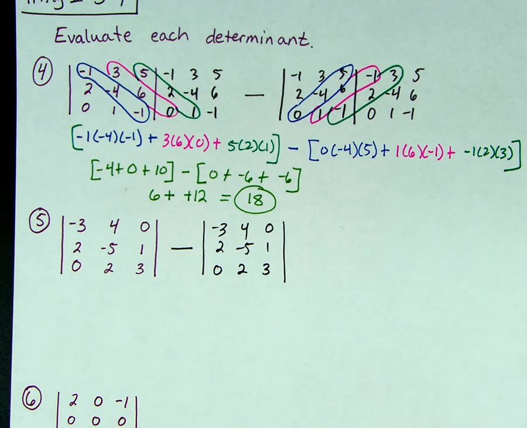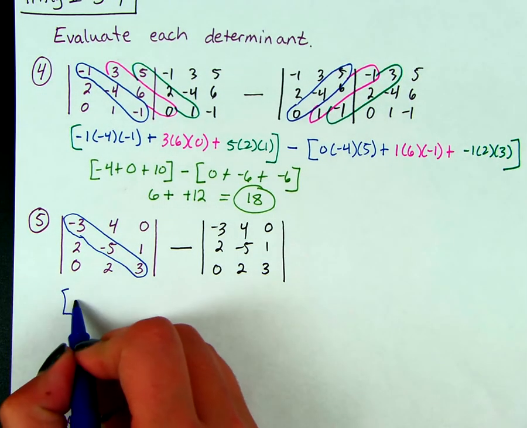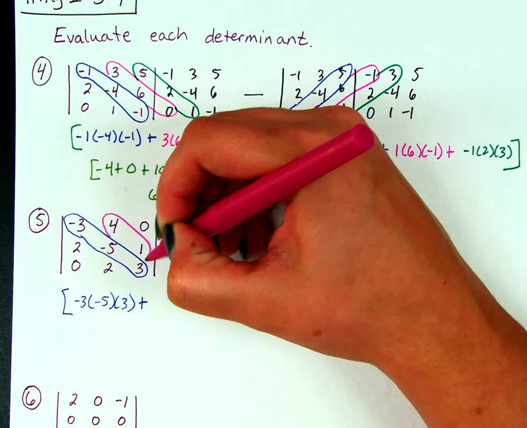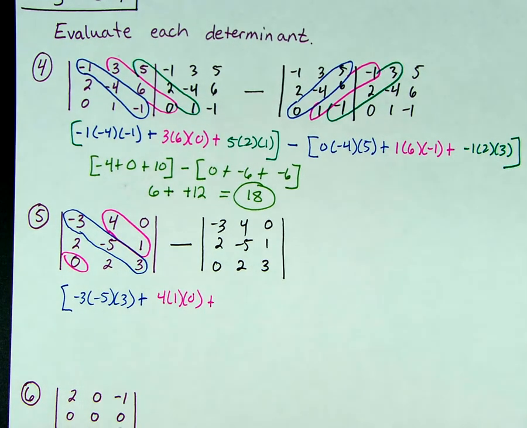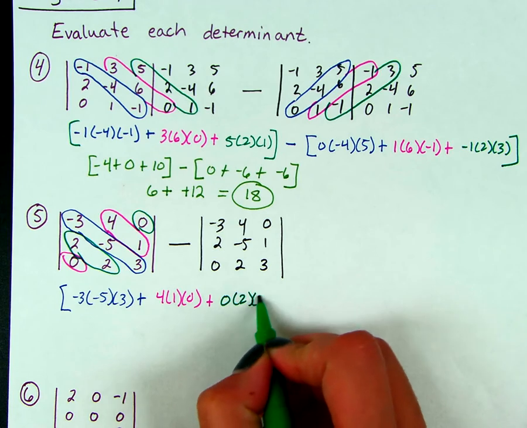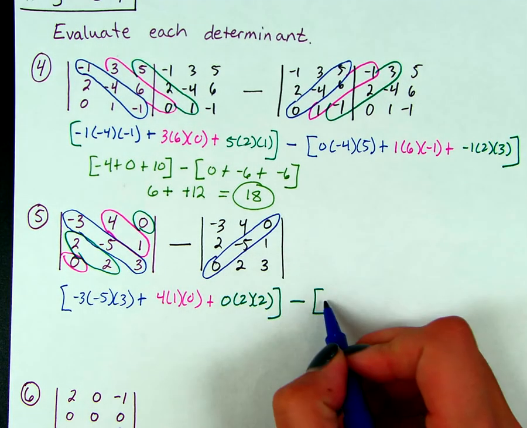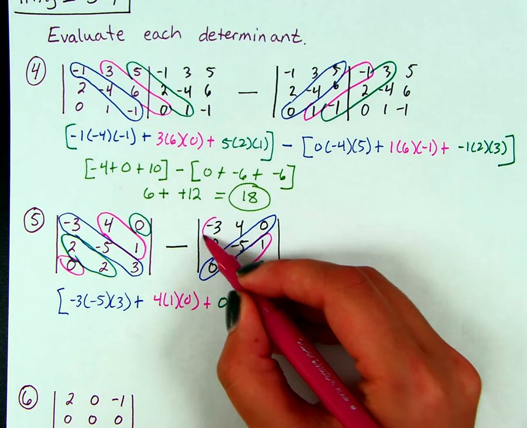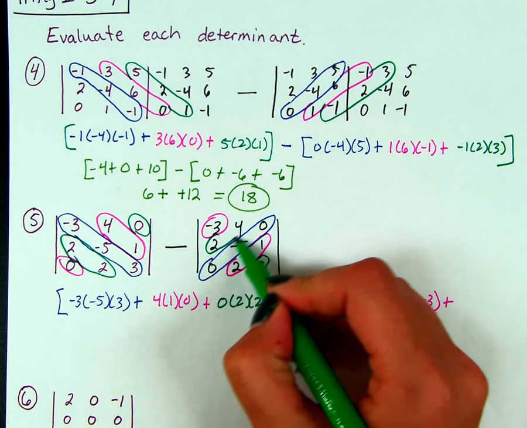So again, starting with our forward diagonals, we're going to take -3 times -5 times 3 plus. And then we want to do the next set. So it's going to be 4 times 1 and then times 0 from the bottom. And then our last set is going to be 0 times 2 times 2. And then we're going to do that same process with our backwards diagonals. So 0 times -5 times 0. And then we would have 2 times 1 times -3. And our last set is going to be 3 times 2 times 4.